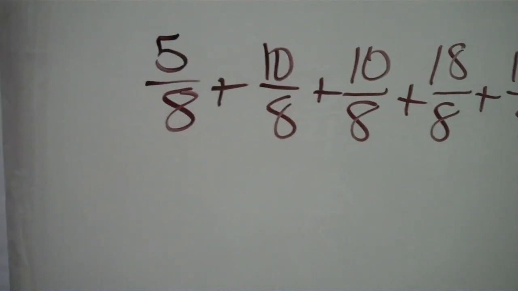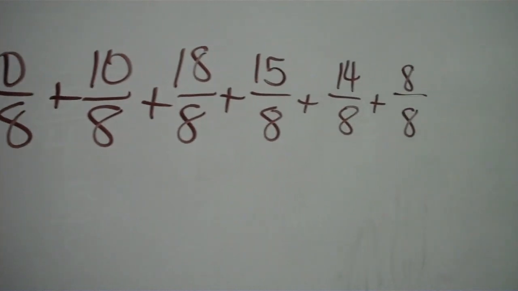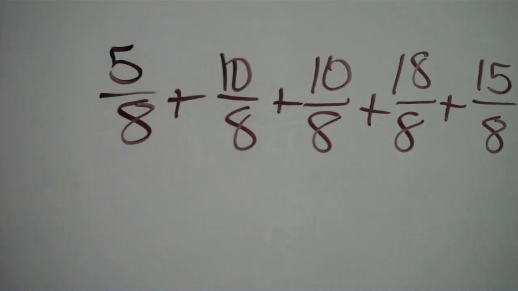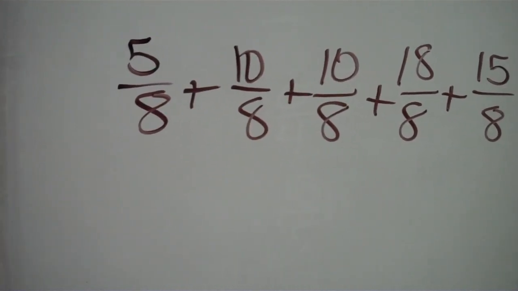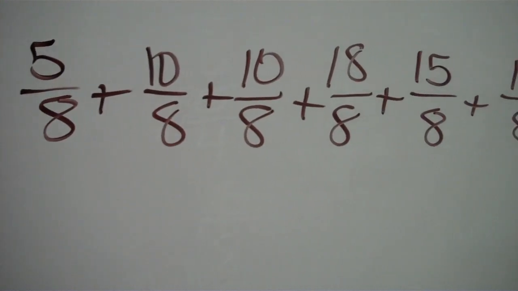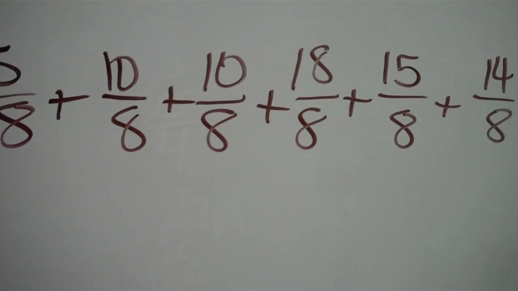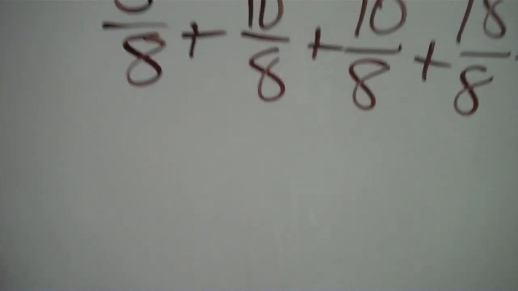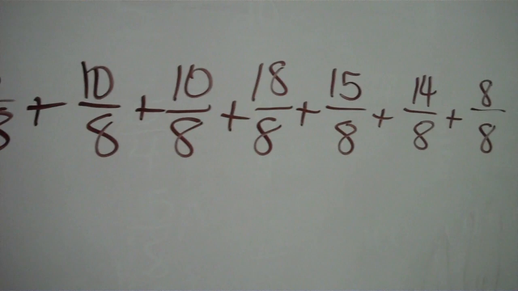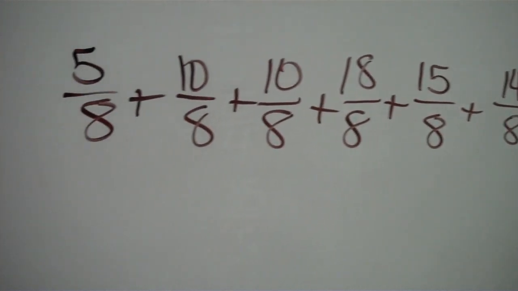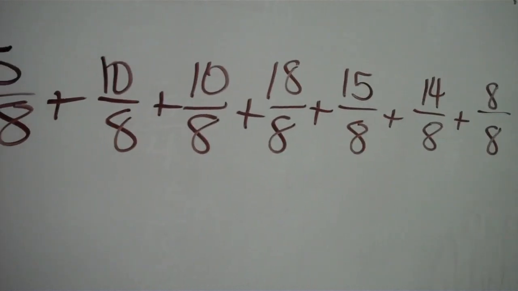So your new fractions should look like this, all with that common denominator of 8. 5 plus 10 is 15. 15 plus 10 is 25. 25 plus 18 is, oh my gosh. So once you found the common denominator, you need to make sure that you have these equivalent fractions and that you add them all up.